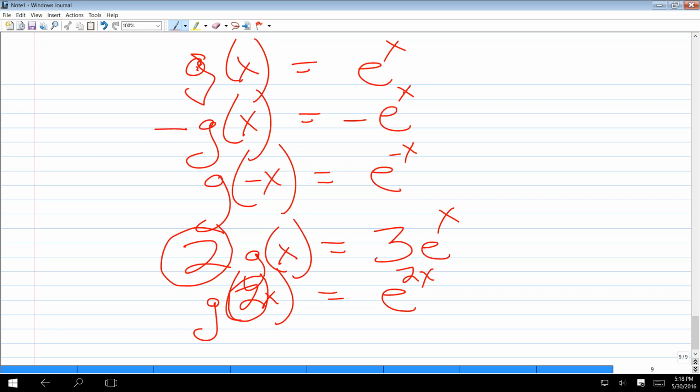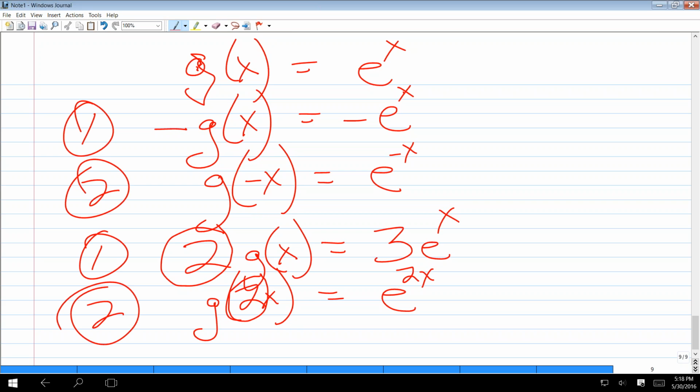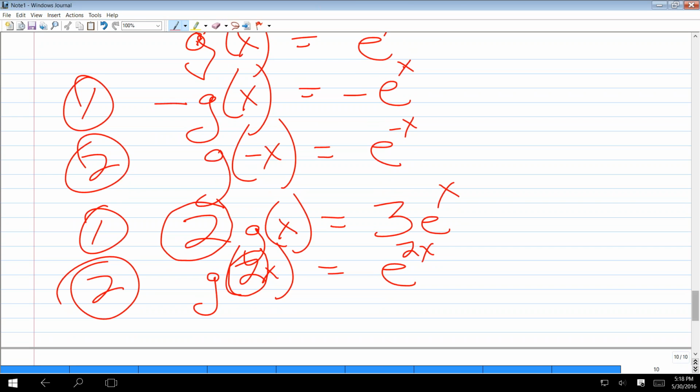Okay. That's 4 things. That's 2 reflections, 2 vertical actions, and finally there's 2 more, and that's the horizontal effects. Hold on a second here.